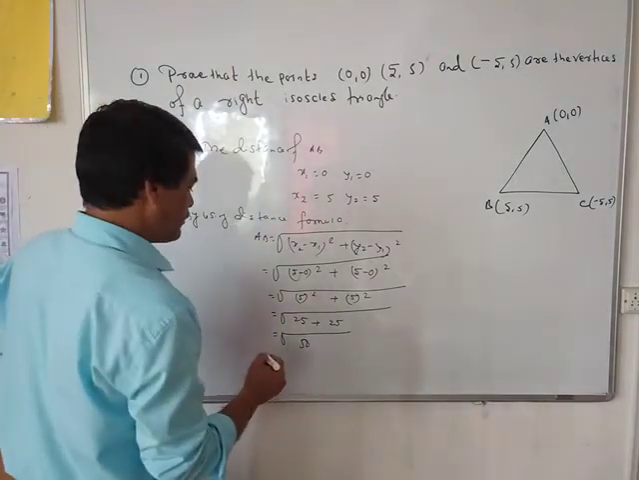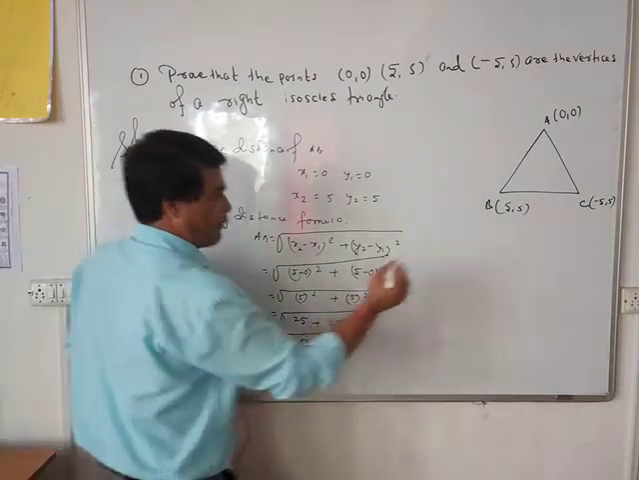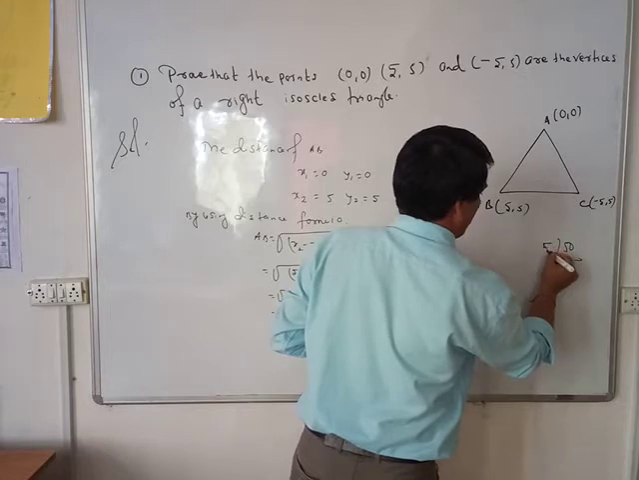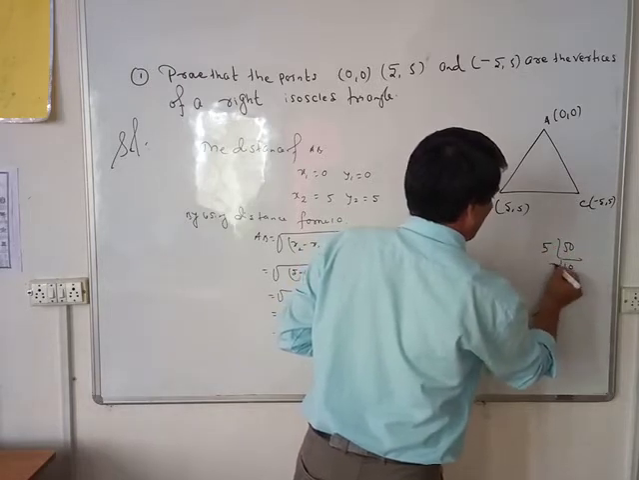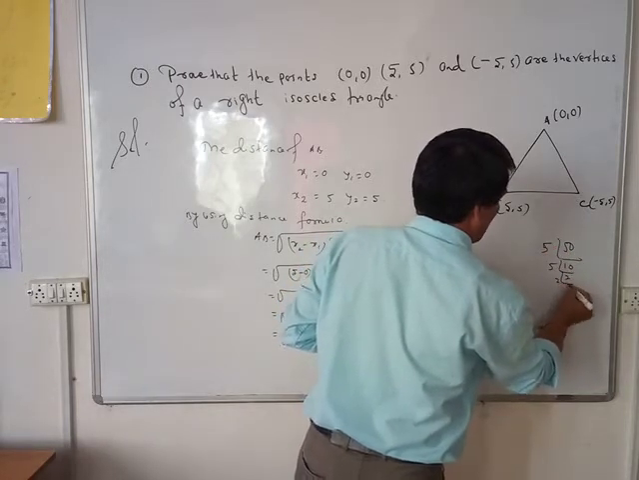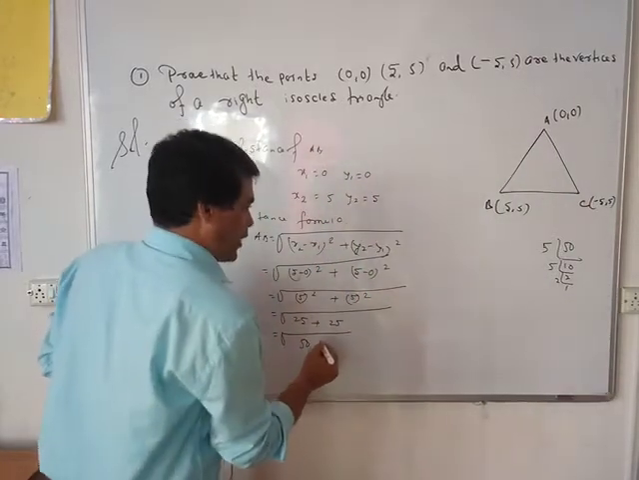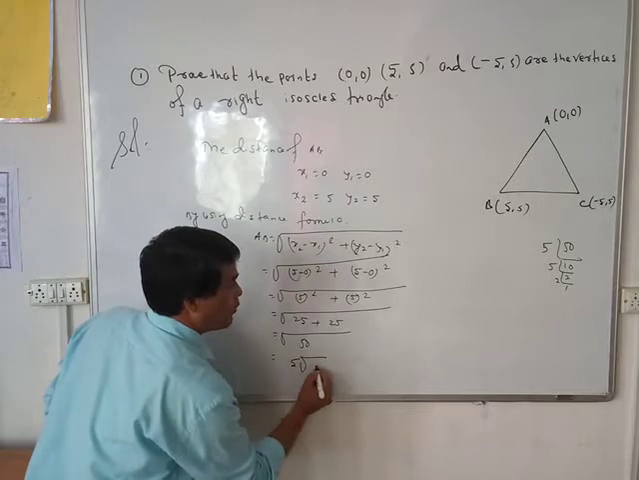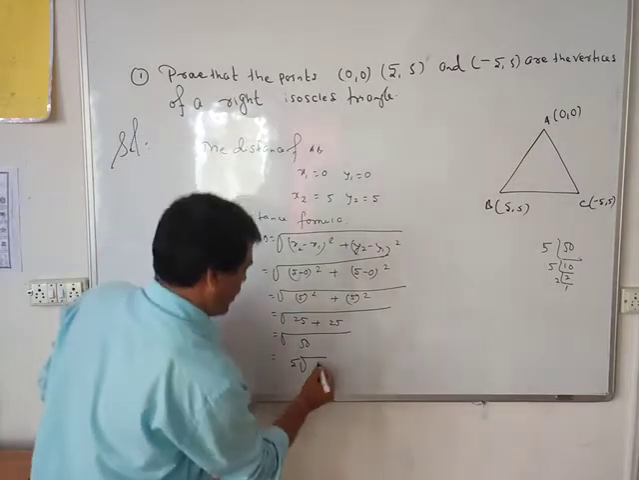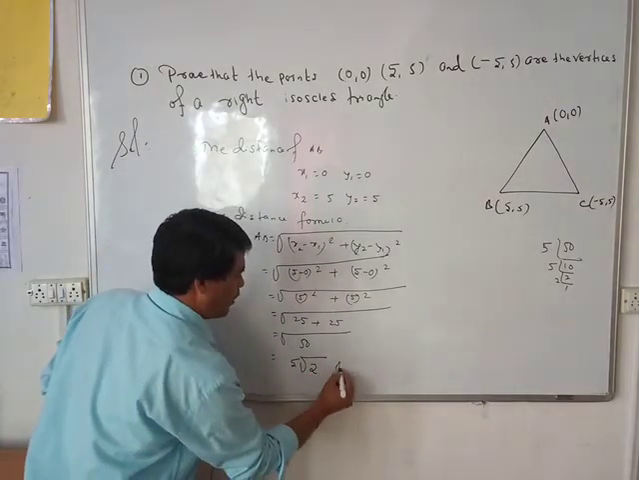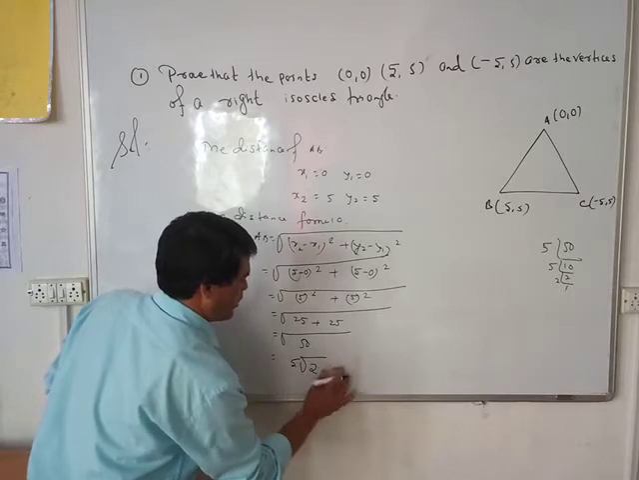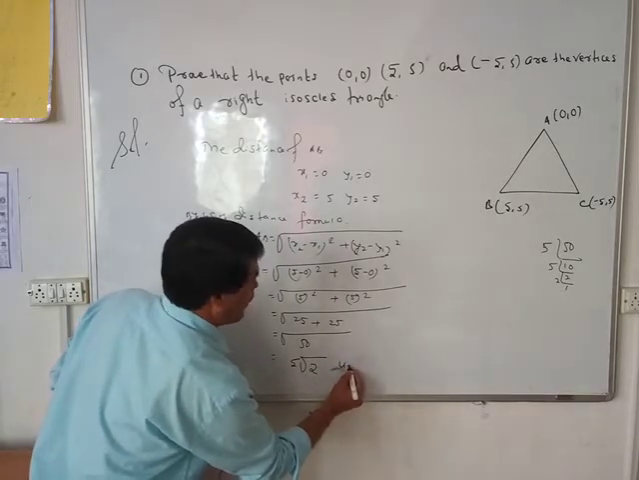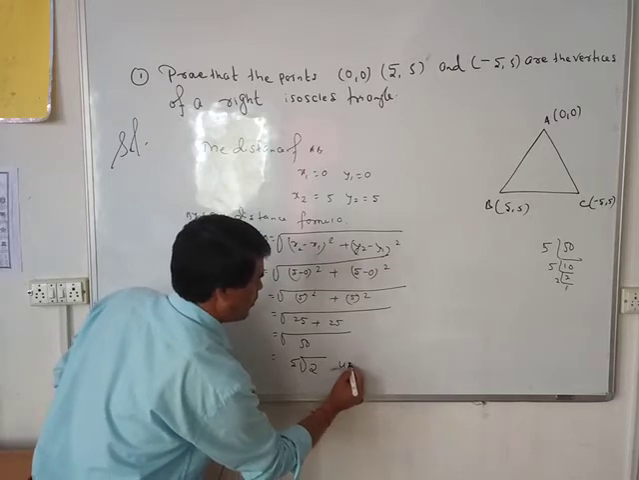Then again we have to reduce 50 into its lowest form. Then we have to do LCM: 5 10s are 50, 5 2s are 10, 2 1s are 2. In case of square root, we write the factor 5 outside the root, and those which are not perfect squares are written under the root. The distance of AB is how much? 5 root 2 unit.